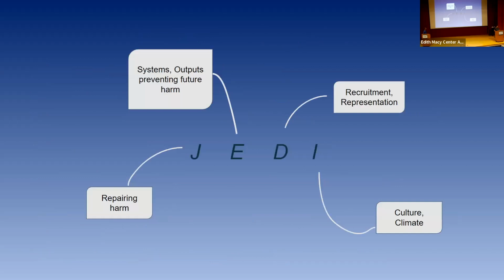I just wanted to highlight, sometimes people use this acronym of JEDI. We've used it on occasion as well. Justice, equity, diversity, and inclusion, just to make a distinction about what those different components mean. They're not the same thing. So justice would think about repairing past harms. Equity would think about systems, outputs that prevent future harm. Diversity is really about recruitment and representation, and inclusion, we're thinking about culture, climate, et cetera.